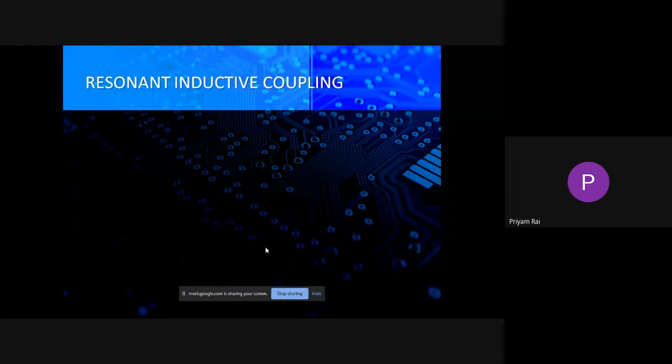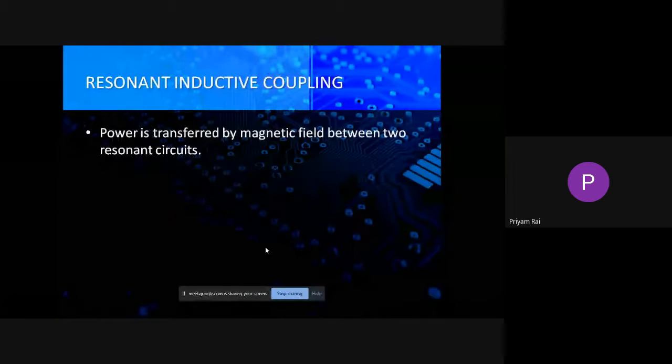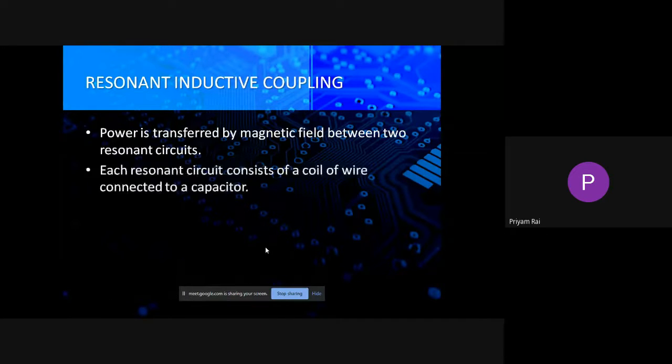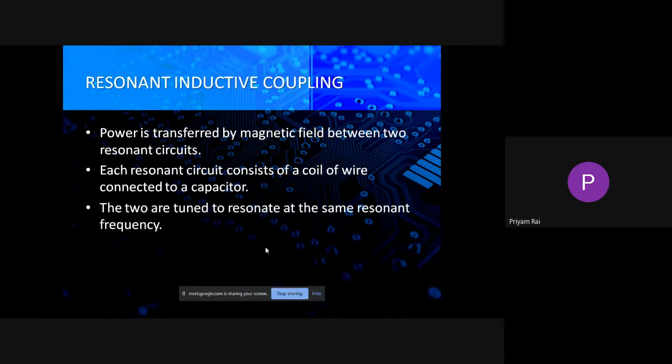Resonant inductive coupling. By name you can make out it is the combination of inductive coupling and resonance. It is a form of inductive coupling in which power is transferred by magnetic field between two resonant circuits, one in the transmitter and one in the receiver. Each resonant circuit consists of a coil of wire connected to a capacitor. The two resonant circuits are tuned to resonate at the same resonant frequency.